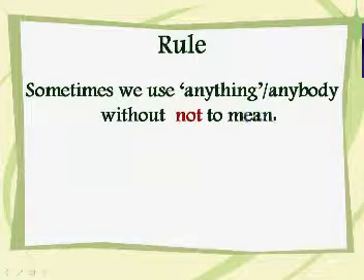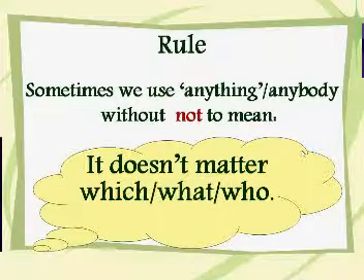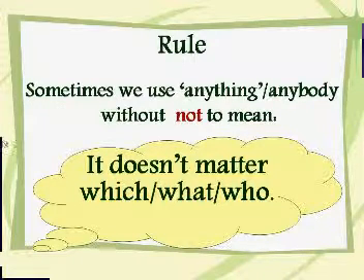Okay, the rule is sometimes we use anything, anybody without not to mean it doesn't matter which or what or who. So we say that anything or anybody sometimes can be used without not. But how is that? We will see the examples and see what this means.